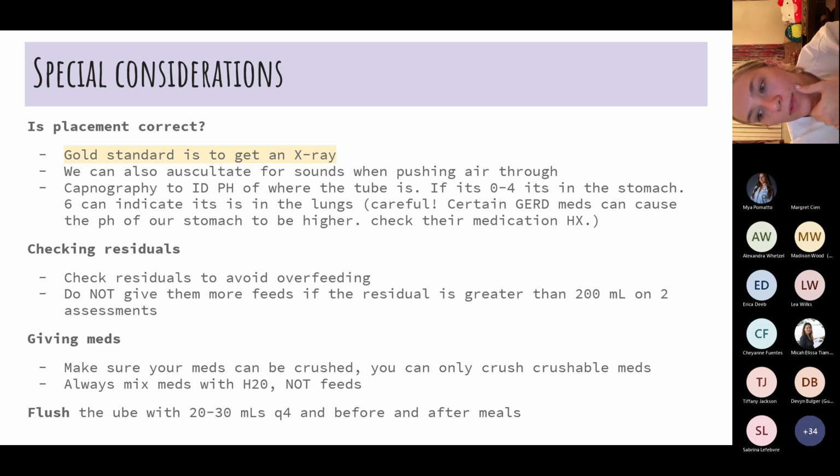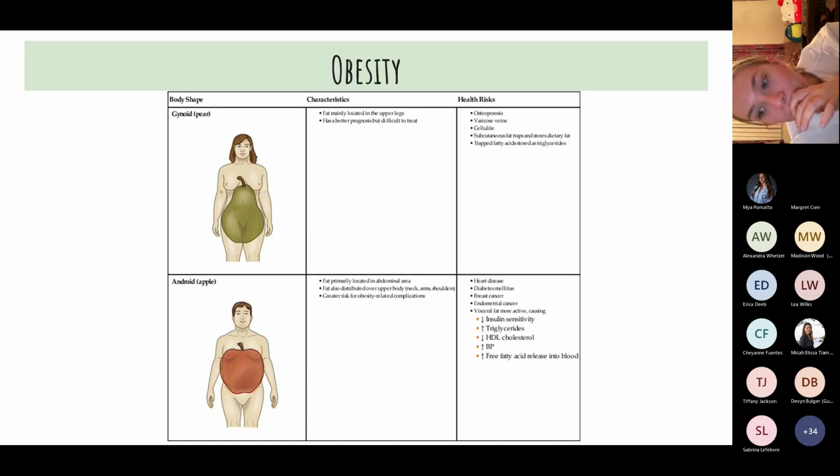Okay. Please verify with your pre-class worksheet, but usually with checking residuals, if it's between that 150 to 200 area, we want to hold the feed if they have that much residual left, because that's telling me I gave them food and they haven't even digested it yet. Okay, we always flush the tube every 4 hours and before and after meals.